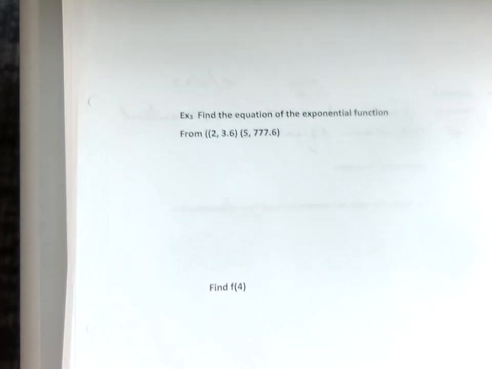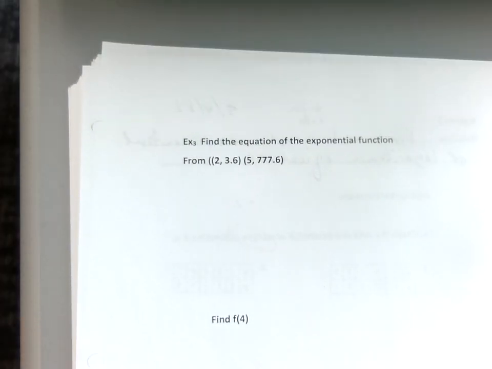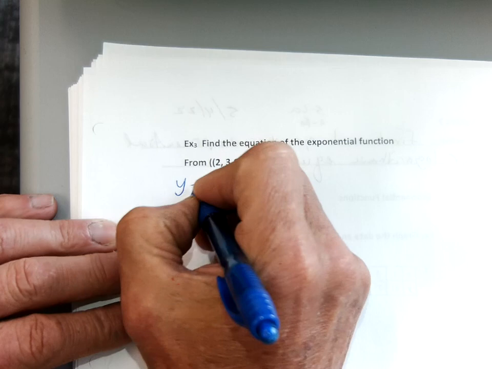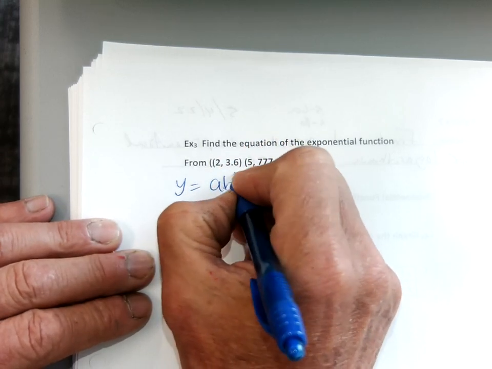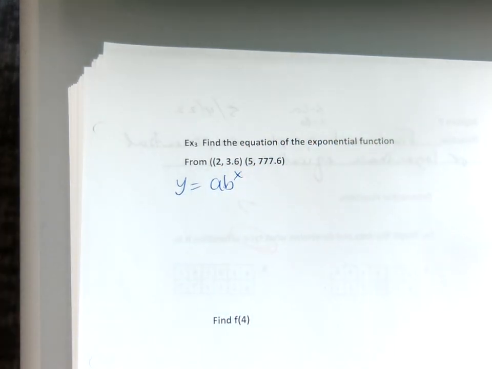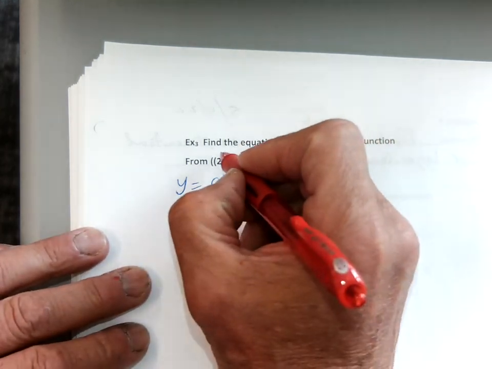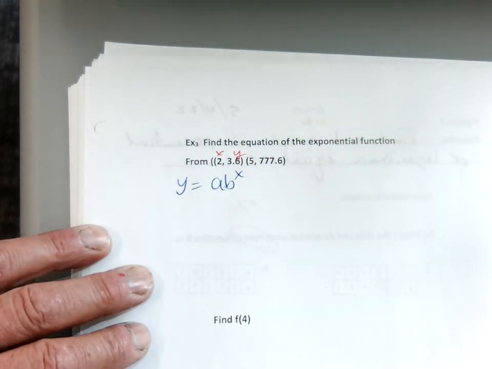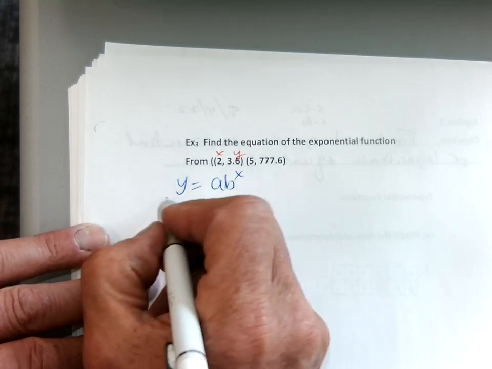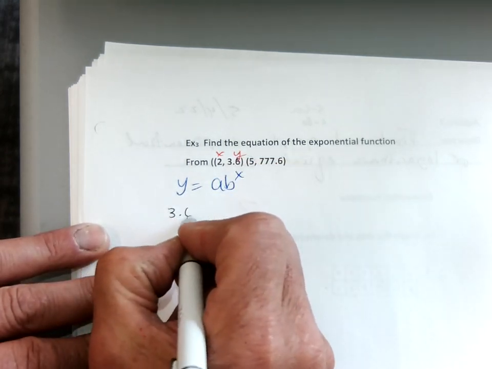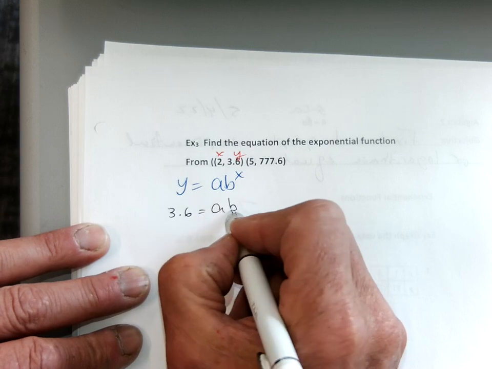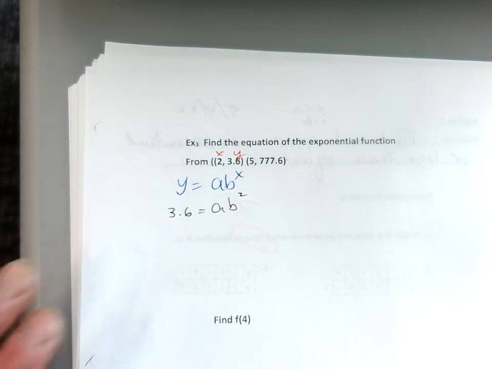Okay. Now, example 3 is the same. It looks really hard with all of these decimals, but maybe we can do it. Same thing. Let's start with y equals a b to the x. I've got an x and a y value. So I'm going to go 3.6 for my y value. A times b to the 2 power, right?